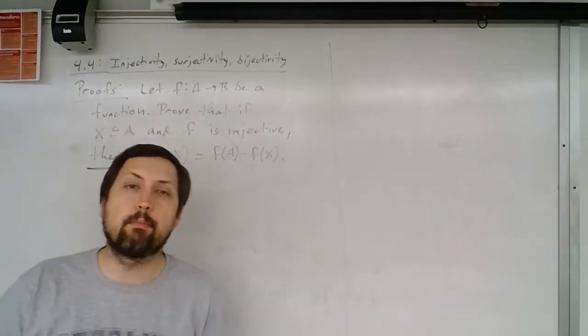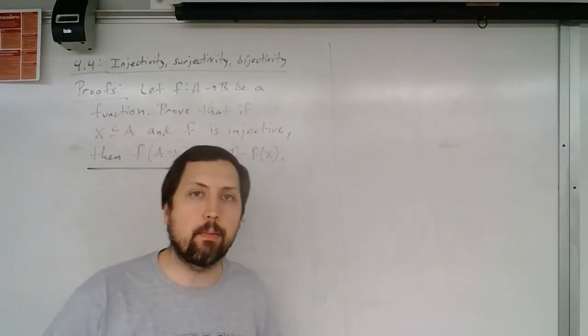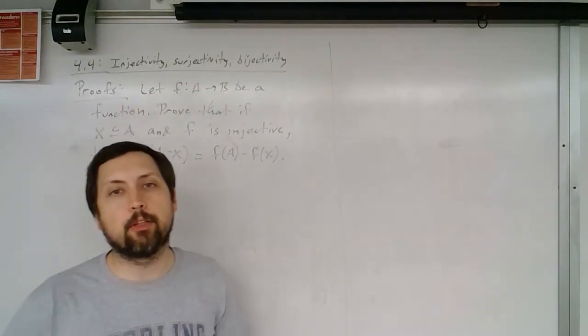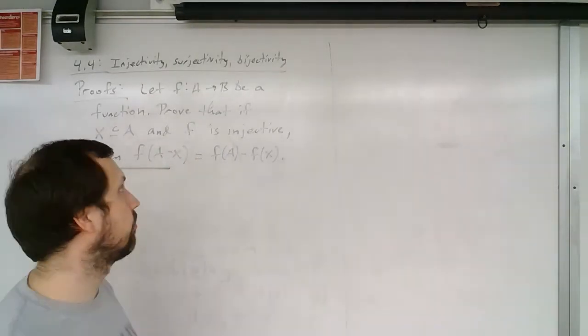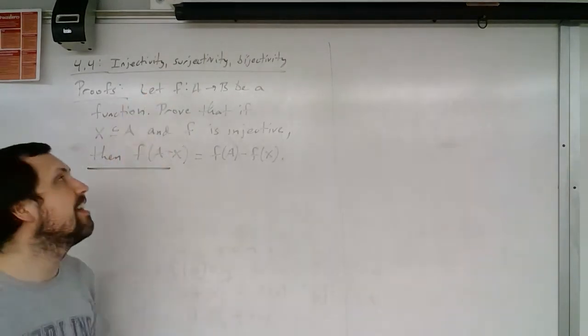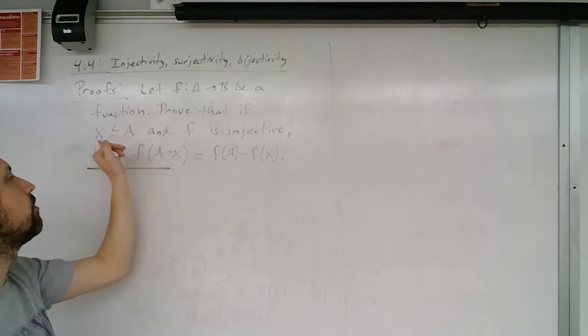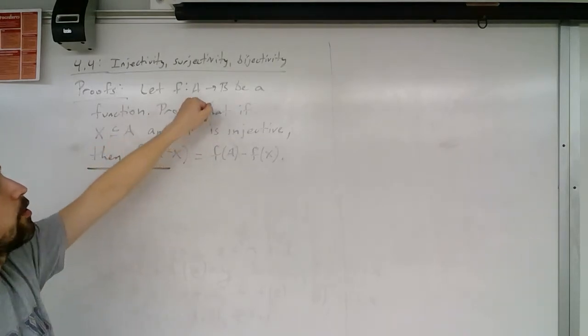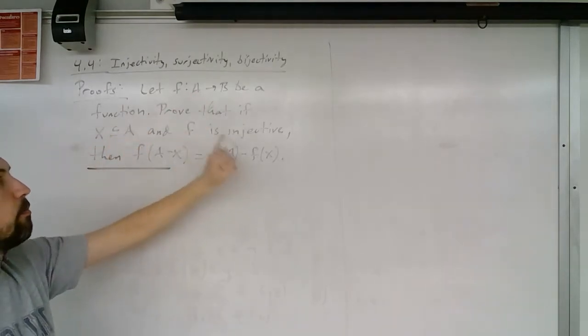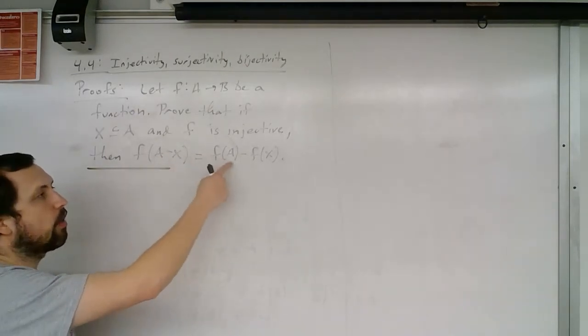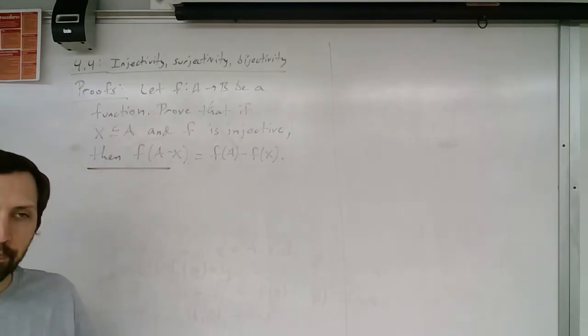Okay, so let's take a look at some proofs now about how we prove various things. In this case, we're going to be looking at images and injective functions. What this statement says is: let f be a function that maps A to B. Prove that if we have a subset X of our domain, and the assumption that f is injective, then f of A minus X is equal to f of A minus f of X.